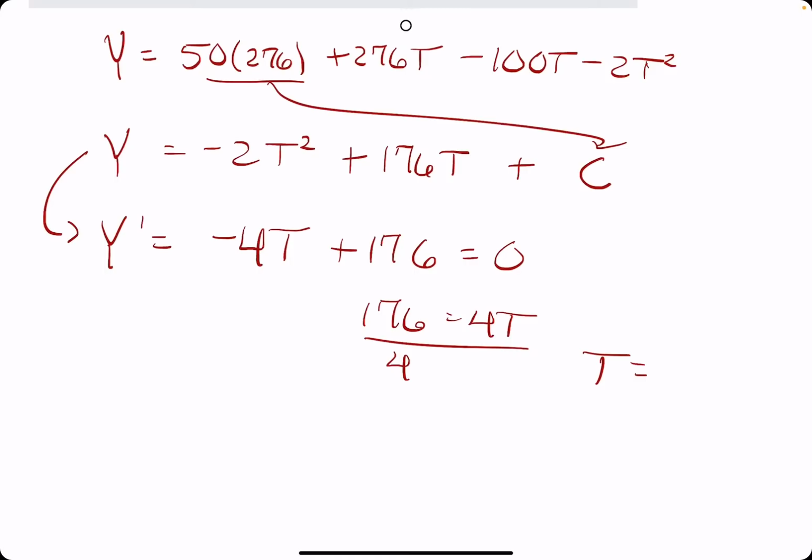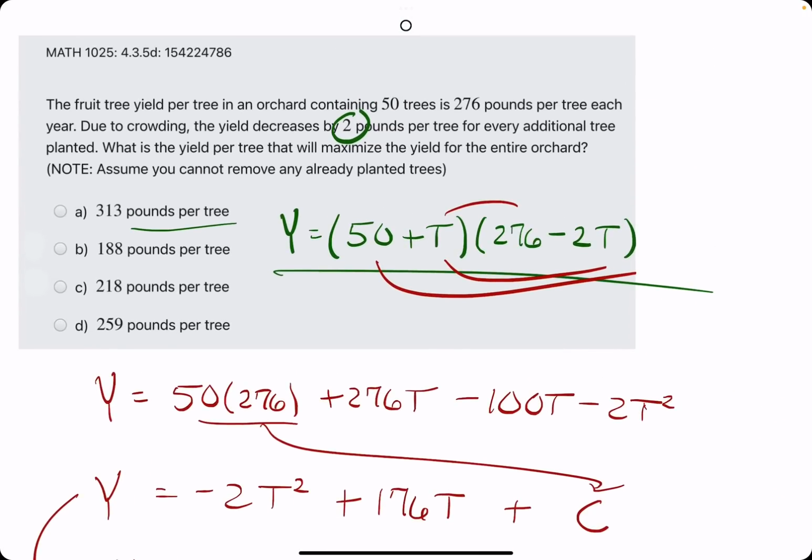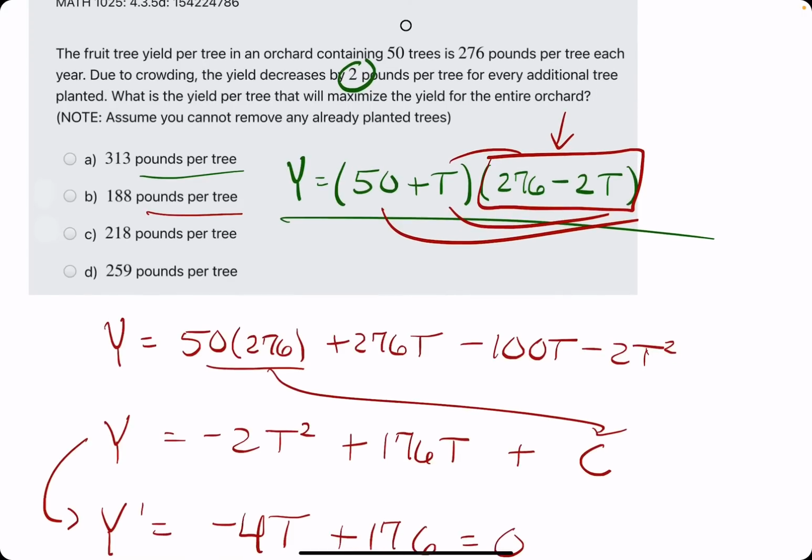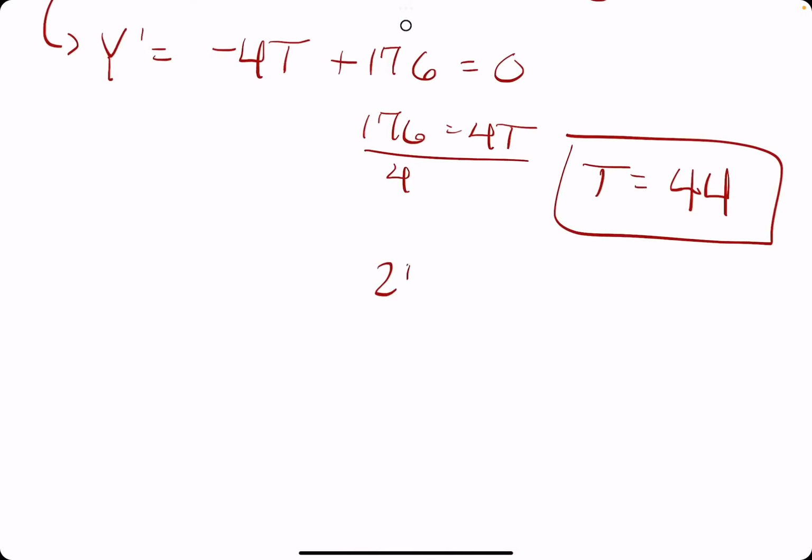Let's see, can we do that? 45 minus 1, I think it's 44. I'm going to go with our gut here. So 44 for t. And because they're asking for pounds per tree, we want to plug it into the pounds per tree expression we found at the start. So 276 minus 2 times the t value we just found.